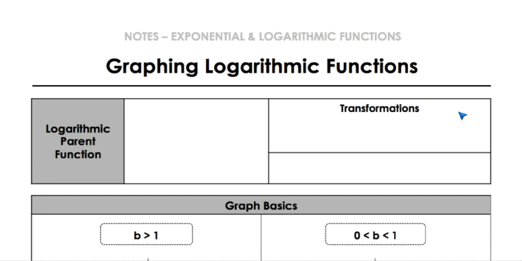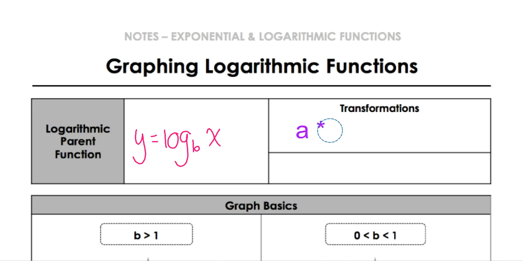Welcome back. Today we're going to go through lesson 8.7, which is on graphing logarithmic functions. So first thing we need to remember is what the basic log function is. The parent function of a log is y equals log base b of x. Then we can add transformations on that, just like we have done with other functions throughout the way.